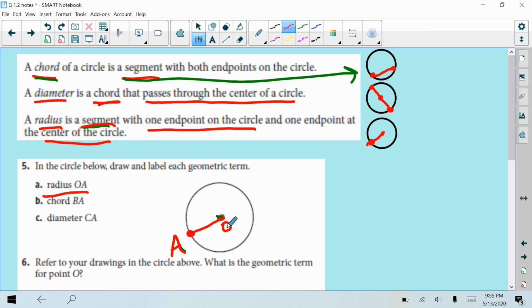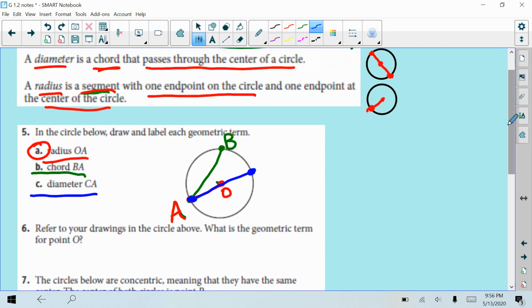Does this still satisfy part A? Is that still radius OA? Yes. I have one endpoint on the circle, one endpoint at the center, OA. Now I can go ahead and draw chord BA. A is on the circle, B has to be somewhere on the circle. Now it works out. Finally, we have diameter CA. I have to use A again, and I have to do a diameter. So it has to go through the center onto the next side. That's all 3 of them in one picture.